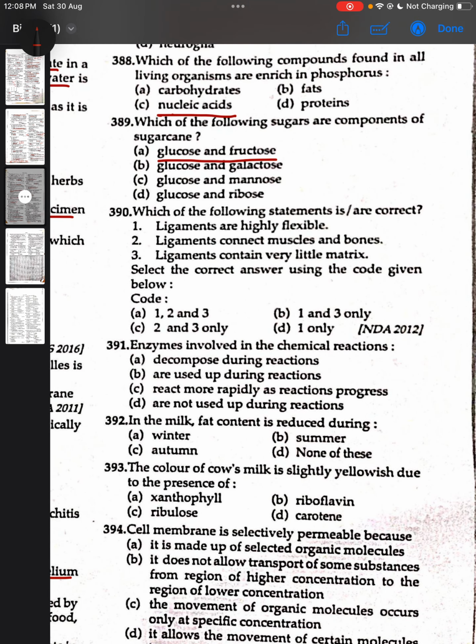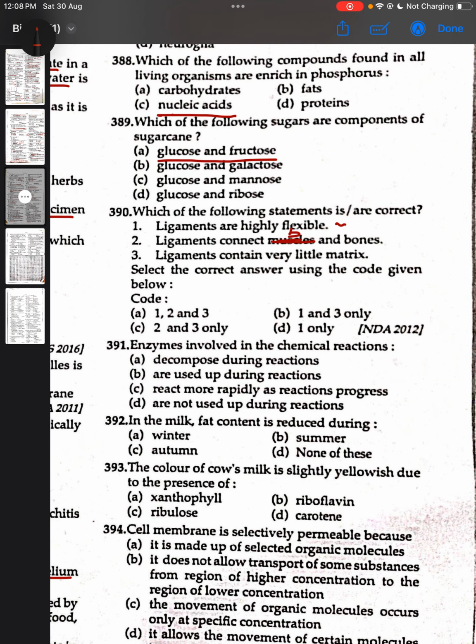Which of the following statements is or are correct? Ligament connects bone to bone. Ligaments are highly flexible. Ligament contains very little matrix. No, they contain a significant amount of matrix. And ligaments are not highly flexible, they are tough. So none of the answers is correct here.